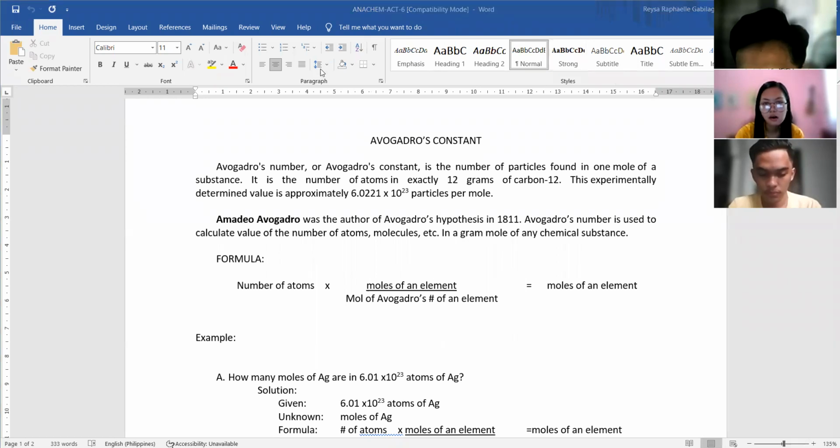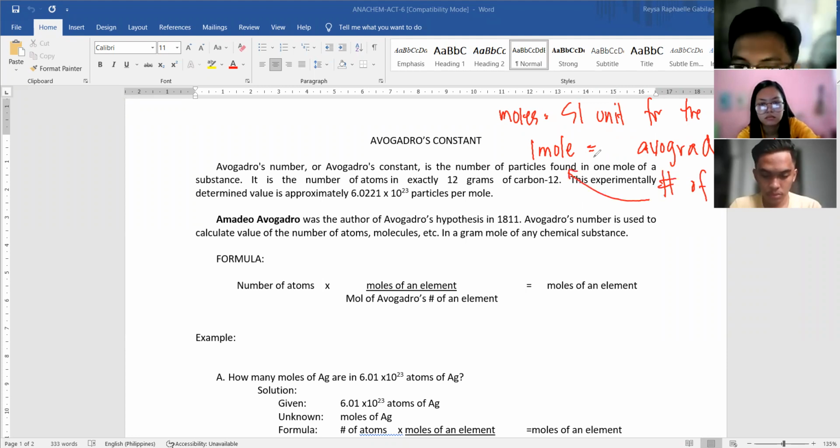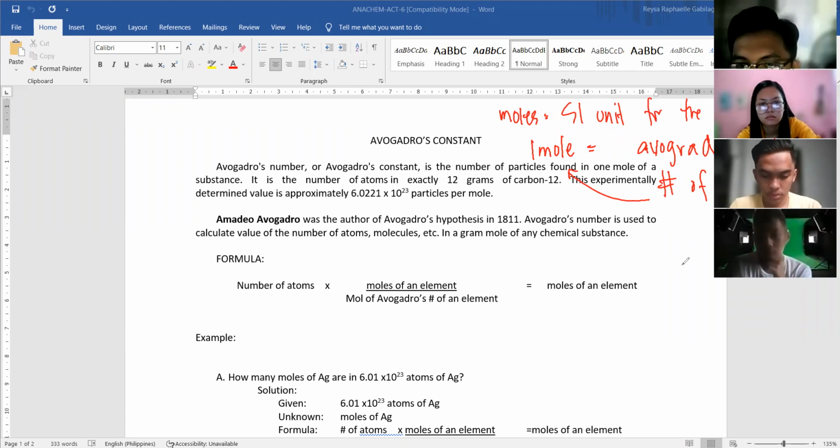So remember, when you say moles, that's our SI unit for the amount of substance. Now, this time, when you say 1 mole, pag meron kang isang mole, yung ibig sabihin ng Avogadro's number, ito yung number of particles na makikita natin in 1 mole of a substance. So basta isang mole ng substance, ang number of particles na yan is called Avogadro's number.